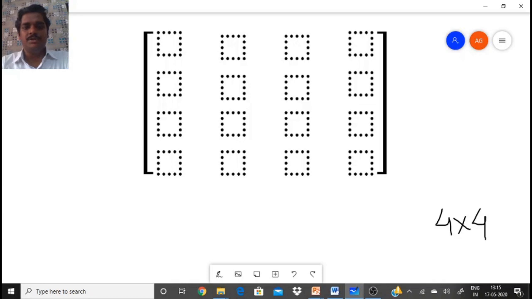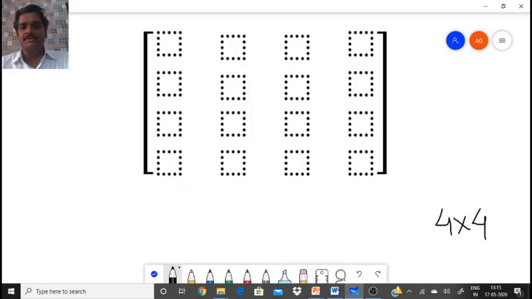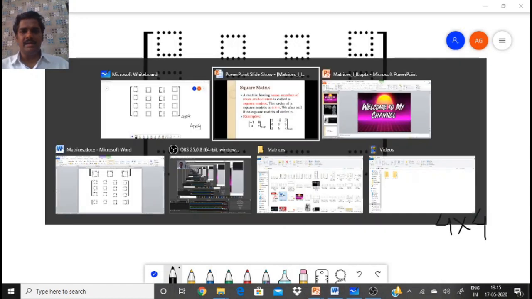So here is your 4 by 4 blank matrix, 4 by 4 square matrix. To get a particular example, you just have to fill the 16 blank spaces. Okay, I hope that's very easy. So I'll skip this. I'll go to the next.